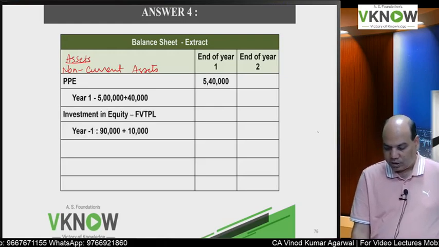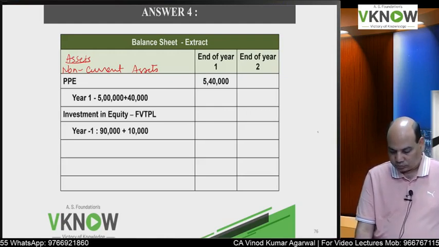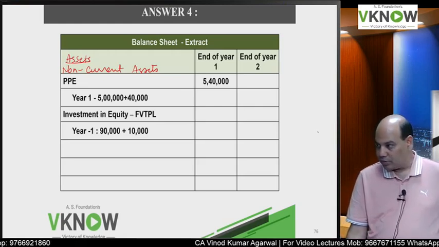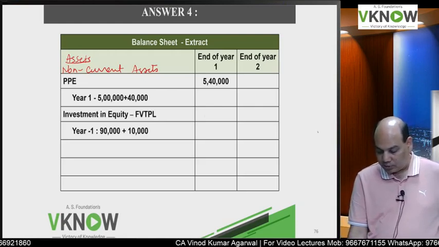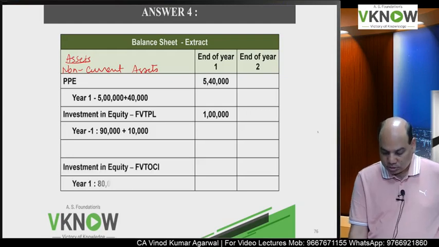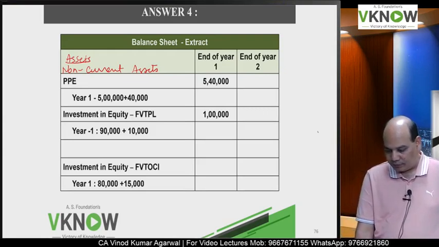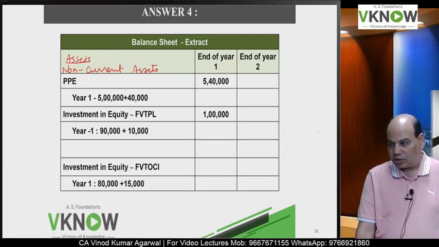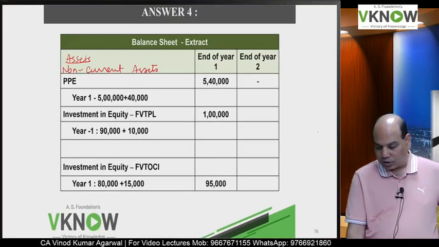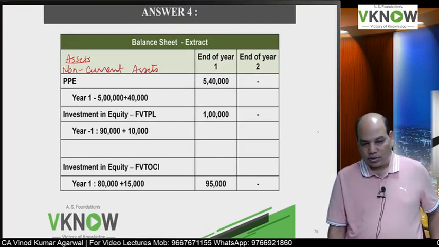Then write down investment in equity FVTPL. First year it will be 90 plus 10, 1 lakh. Second year 0 because it is sold. Then write down investment in equity FVTOCI. FVTOCI 80,000 plus 15, 95. What about the second year? All these three assets are sold. So the balance is 0 in the second year.